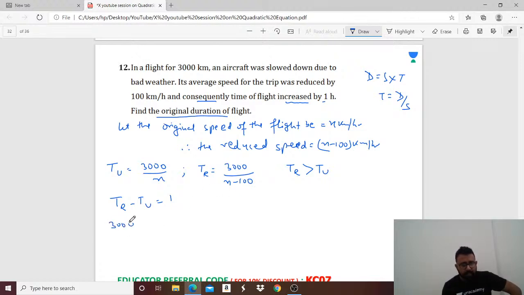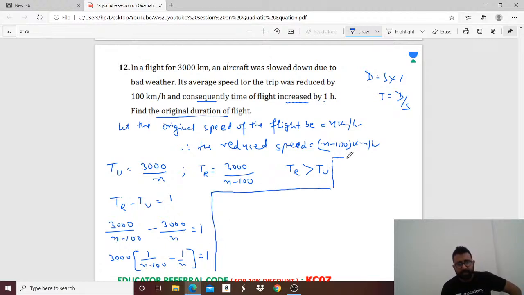So solve this. Again same thing, 3000 by x minus 100 minus 3000 by x, this is 1. Take that 3000 common. This is 1 by x minus 100 minus 1 by x is equal to 1. And jaise humne last sum ko solve kiya, we will solve it in the same way. Okay. So 3000, take the LCM, this is x minus x plus 100 by x minus 100 into x. This is equal to 1, this x goes, this is 3000 followed by 2 more zeros, cross multiply x square minus 100x.